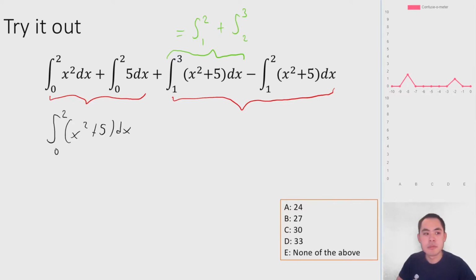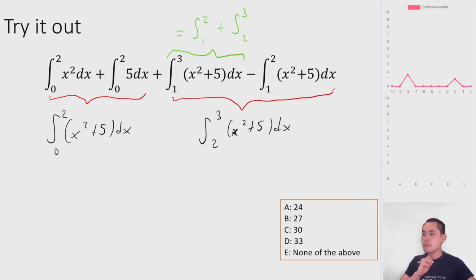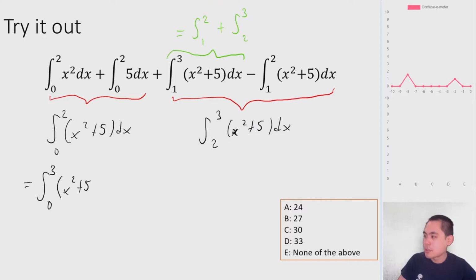Now what happens when we subtract this out is you end up getting the integral from 2 to 3 of x squared plus 5 dx. Now again, you have the same integrand but different bounds. This is from 0 to 2, and you have from 2 to 3. So this is all just equal to the integral from 0 to 3 of x squared plus 5 dx. We are starting to get some answers.